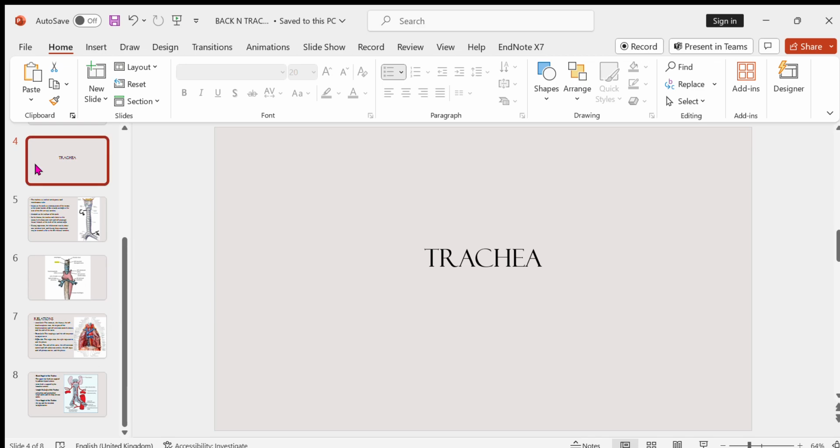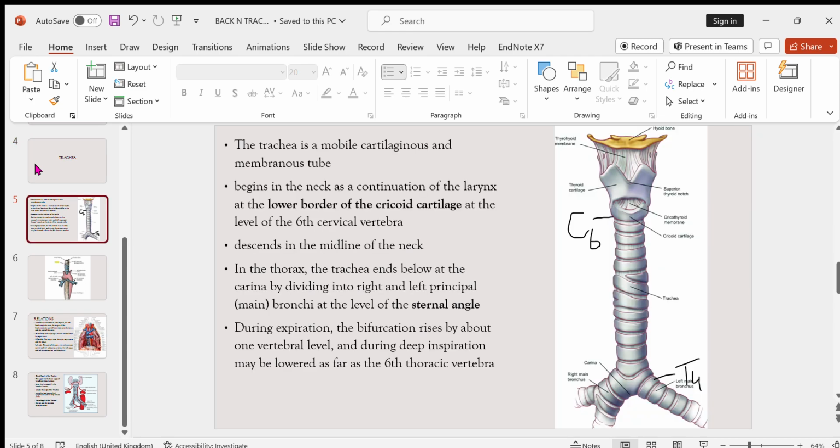The topic for today's discussion is trachea. So, what is trachea? Trachea is a mobile, cartilaginous, and membranous tube. As you can see from this picture, this ringed structure is the trachea.